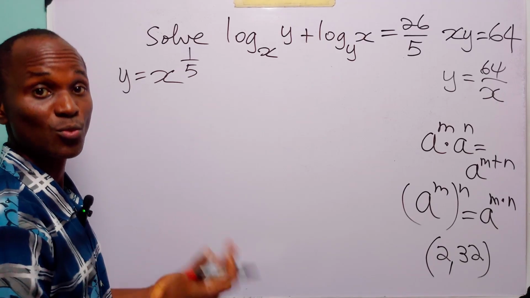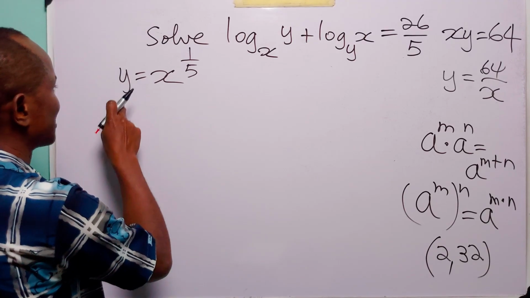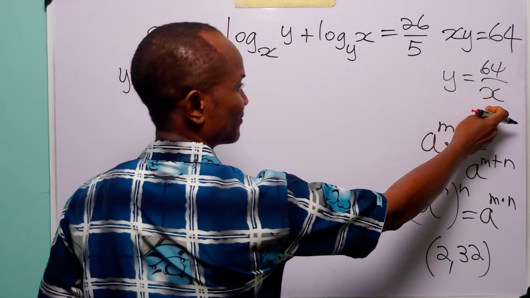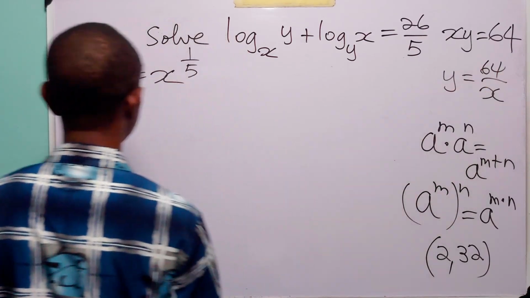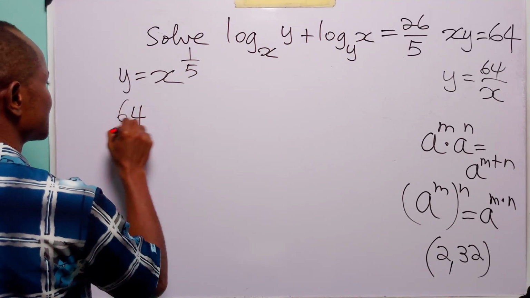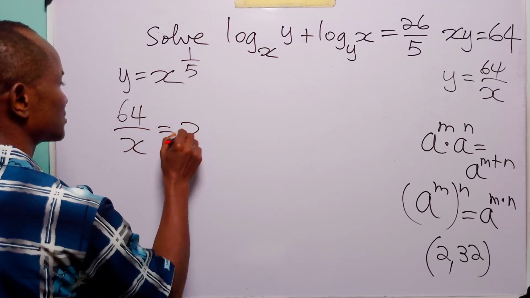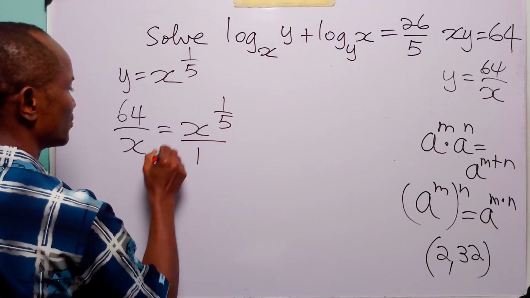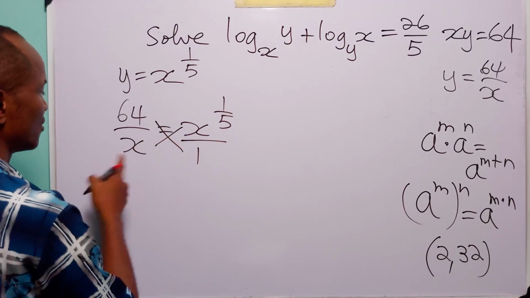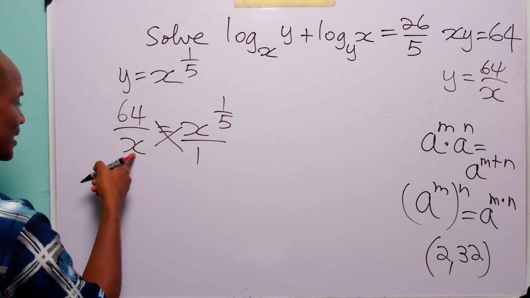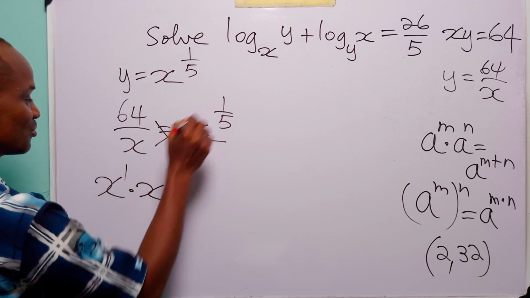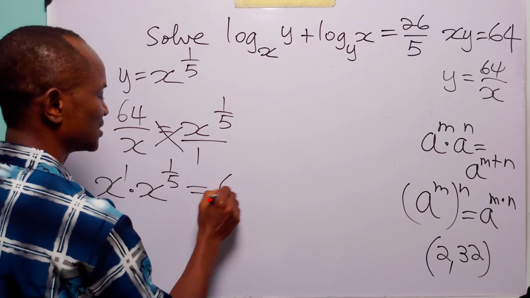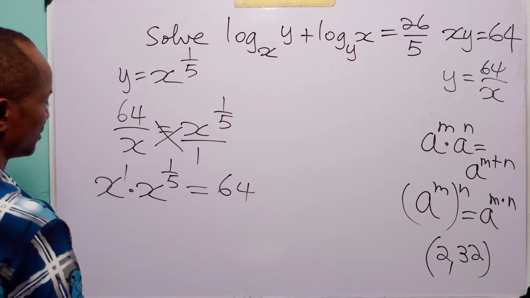In the second case, we do exactly the same thing. We have that y is equal to x to the power 1 over 5. And of course, from here, we have that y is equal to 64 over x. So this is 64 over x is equal to x to the power 1 over 5. Once more, we cross multiply. We have that x to the power 1, that is this, multiplied by x to the power 1 over 5 is equal to 64 times 1, which of course is equal to 64.